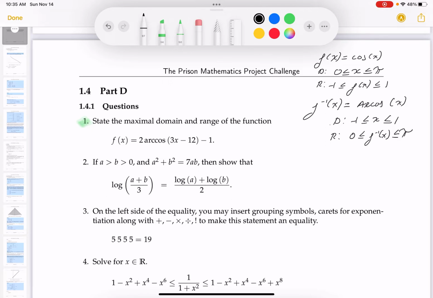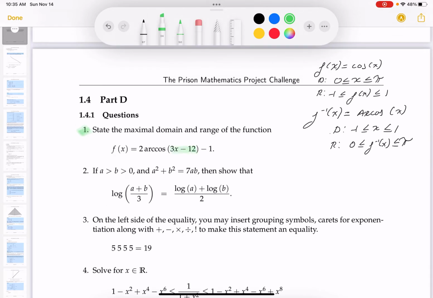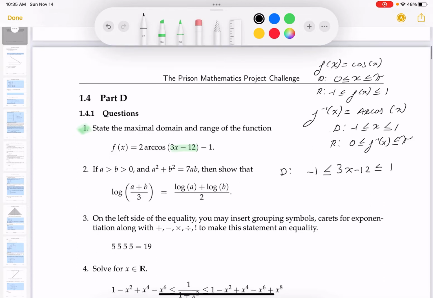So let's go to town. This guy here, I know what it must be. 3x minus 12 must be between 1 and -1. And this is the domain of the problem now. Can I solve that? I can. Let's go through that.